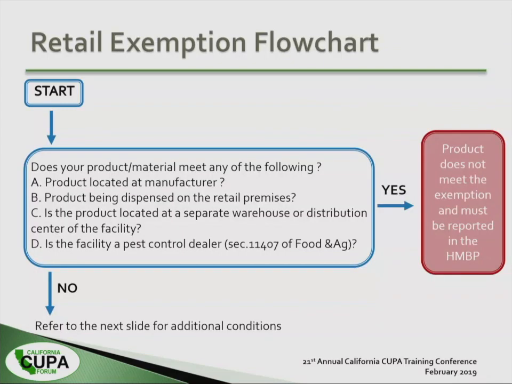So here's a flow chart to just break it down, okay? I created this flow chart so you can have it. Again, it's uploaded. Start, right? Does your product or material meet any of the following? Is a product located at the manufacturer? Is the product being dispensed on retail premise? Is the product located at a separate warehouse or distribution center? Is the facility a pest control dealer? If you answered yes to all 4, then guess what? You're not exempt. If you answered no to one of them, we'll go to the next slide.